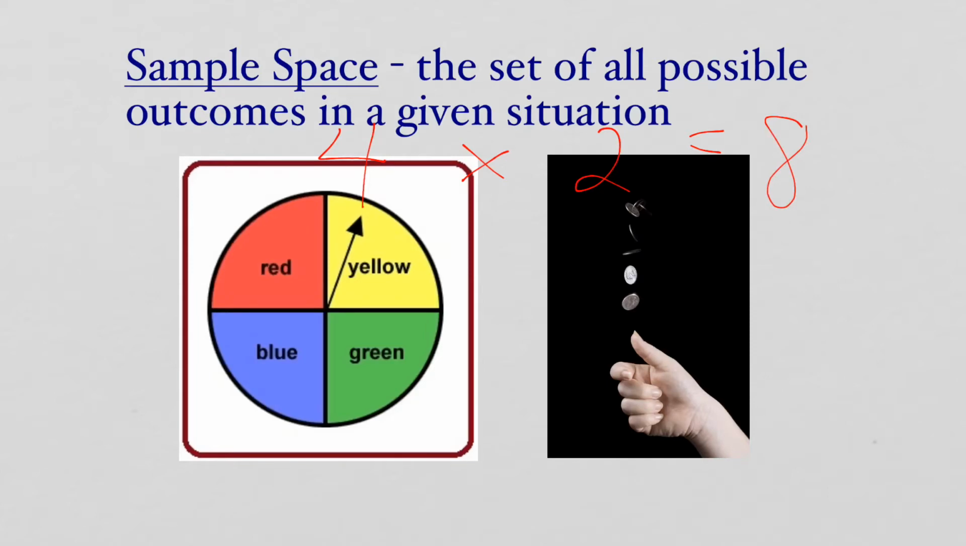Okay, so always remember that if you take each of the events that are happening, think about how many different outcomes they have separately and multiply them together. It'll tell you how many outcomes they have as a compound event.